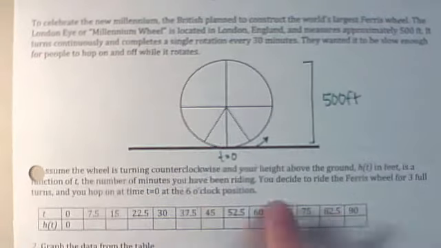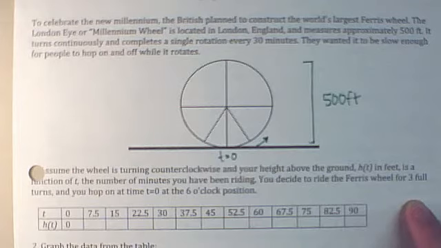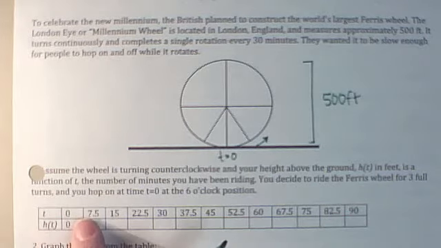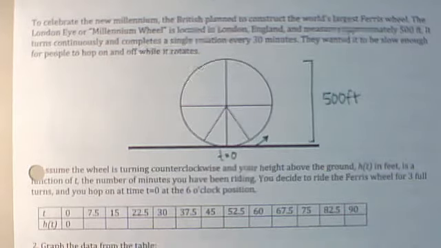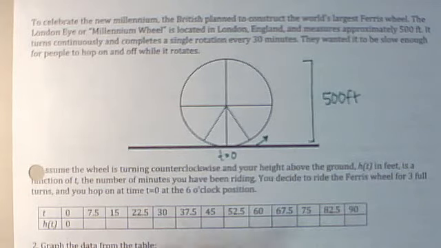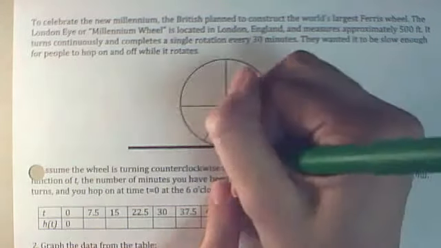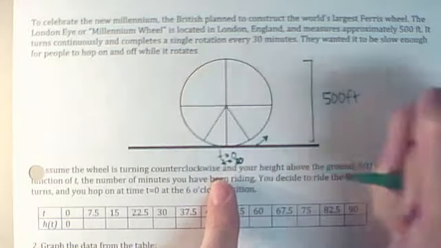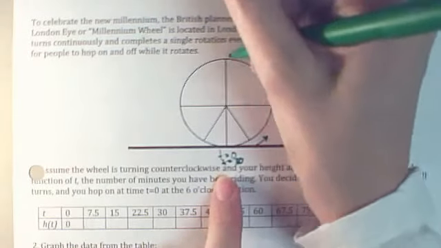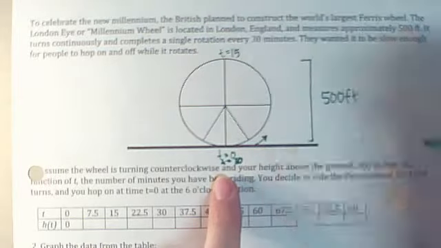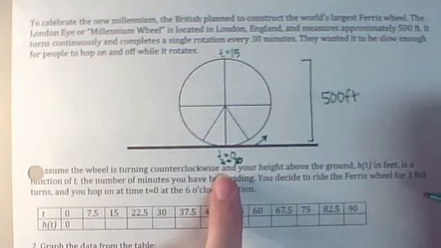We want to go ahead and make a table of our information here for our time. Notice we're going in 7.5 minute intervals. Let's talk about why that might be. And our height as a function of time. So if I start at t equals 0 and I end up after 30 minutes at that same spot, it would take me, of course, 15 minutes to get to the top, which would be at 500 feet.